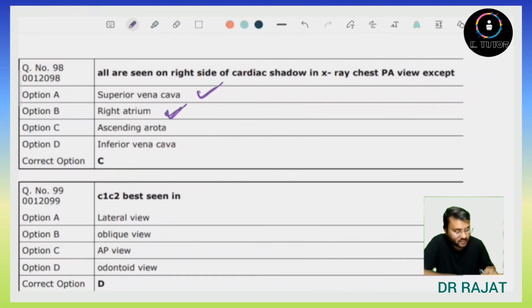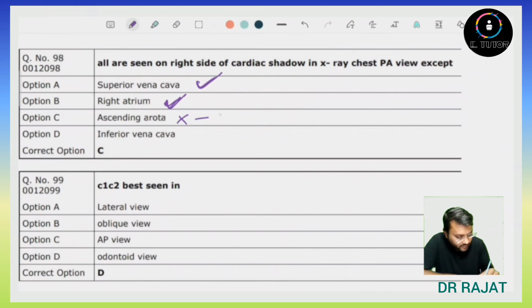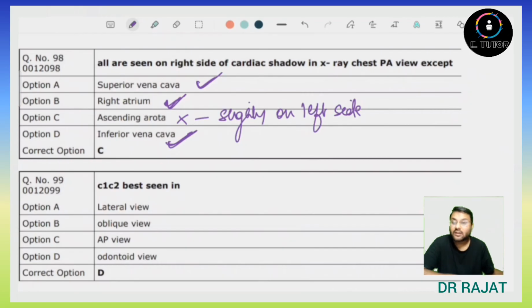Ascending aorta, no. Ascending aorta is slightly on left side, and inferior vena cava is again on the right side. So answer here will be option number C, ascending aorta, which is slightly on the left side, so it will not be seen in the right side of cardiac shadow of X-ray.